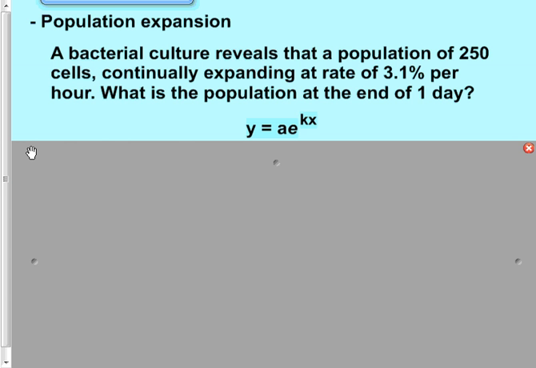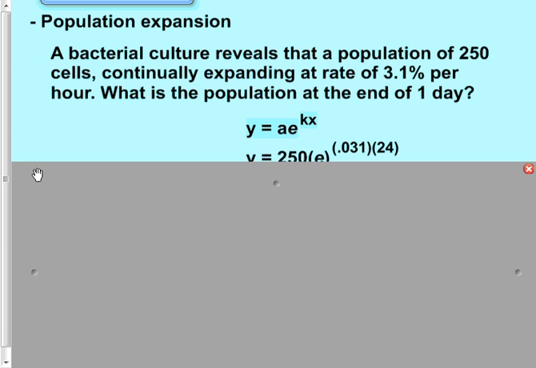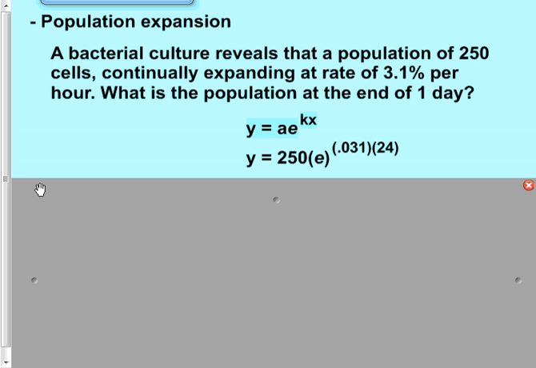And x represents the amount of time that has gone by. Of course, we're only talking about one day. But the problem is in terms of hours, the rate of 3.1% per hour. So when the problem says one day, we need to make sure that the formula understands that one day is 24 hours. So that's what our formula should look like: 250 times the constant e to the 0.031 times 24 power.